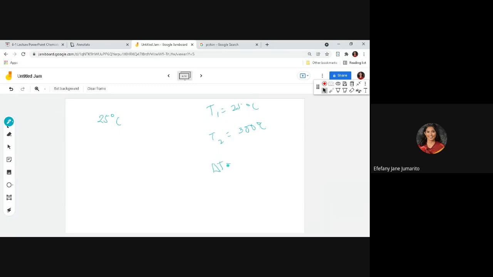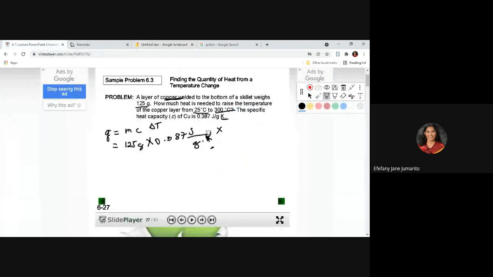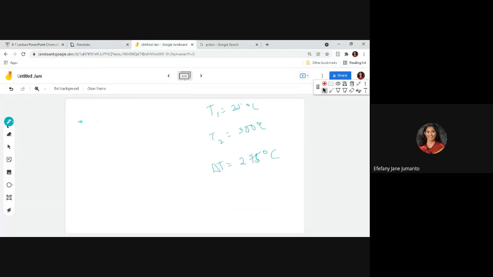So delta T is equal to 300 minus 25, which is 275 degrees Celsius. Now, let's convert 275 degrees Celsius to Kelvin because the specific heat capacity is in Kelvin. So we have 275 degrees Celsius plus 273.15.